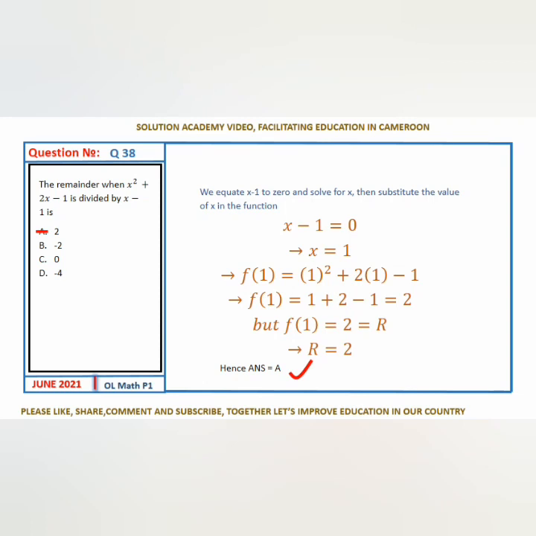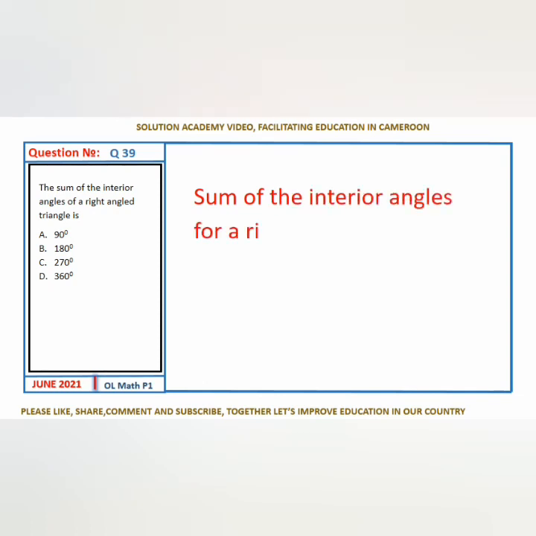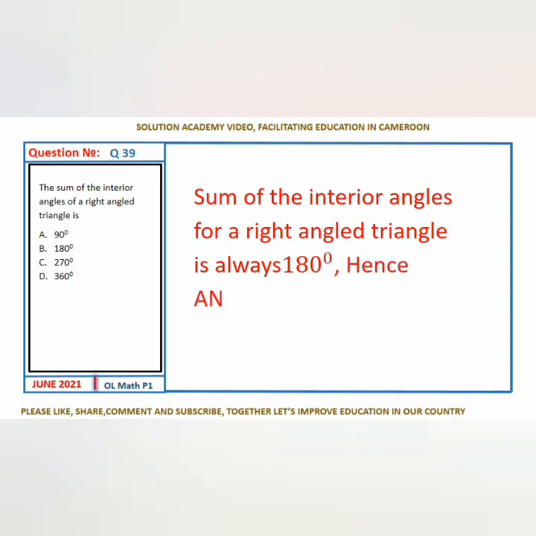Question number 39. The sum of the interior angles of a right angle triangle is... This is a general case. You have to know that generally the sum of the interior angles of a right angle triangle always gives 180 degrees. Or in general, the sum of the interior angles of any three-sided figure is always 180 degrees. Hence our answer is B.